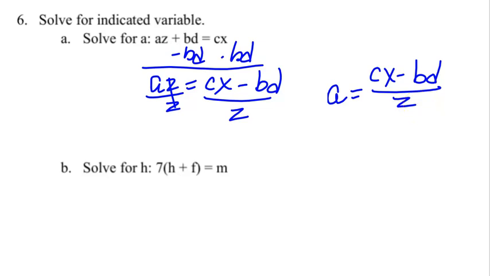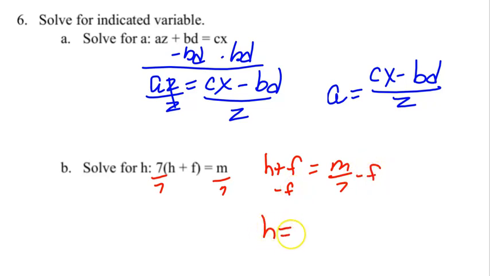In letter B, we need to solve for h. So the first thing I'm going to do is divide by 7. Now you could distribute the 7 if you wanted to. I'm just not going to do that here. I think it would be quicker just to divide by 7. So now I have h plus f equals m over 7. Now the opposite of adding f is subtracting f. So if I subtract f on both sides, I'm now left with h equaling m divided by 7 minus f.